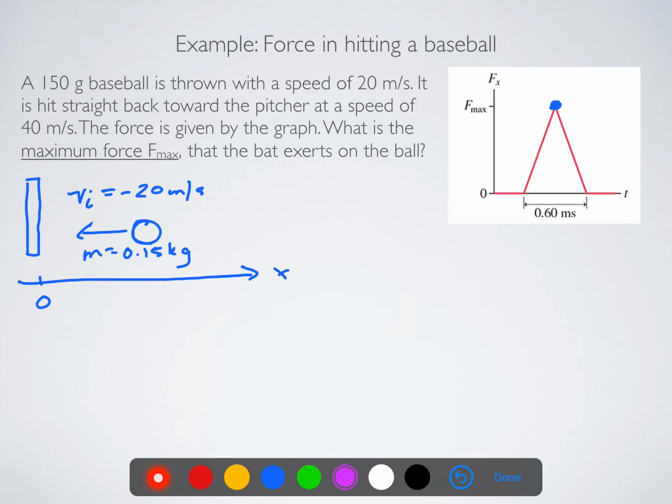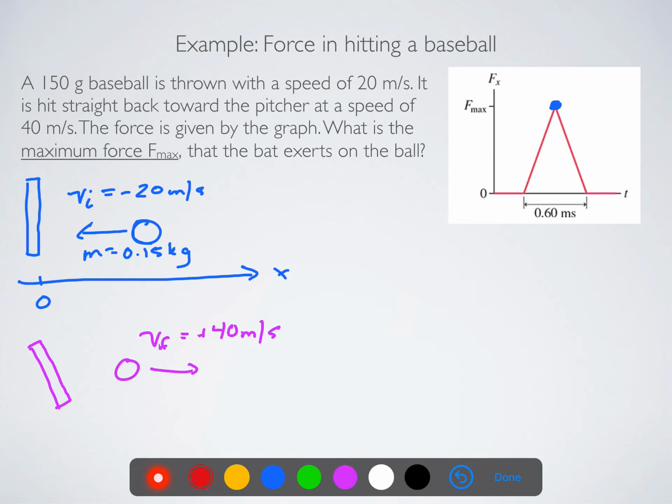Now, after the collision, the bat has hit the ball, and the ball is moving in the opposite direction, except its final velocity now is a positive 40 meters per second. I know it has to be positive because it's moving opposite the direction it was at the beginning.